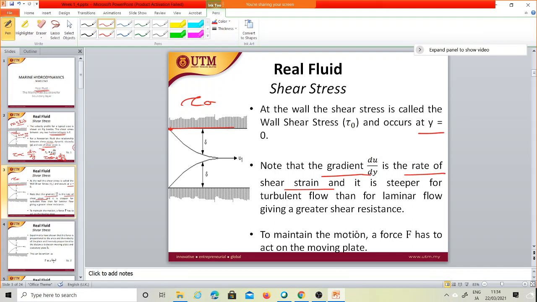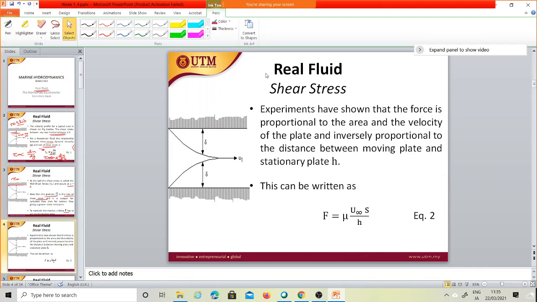Also, because we have the stress, you need a force to overcome it, right? Experimentally we have found that this force is proportional to the area of contact and the velocity of the plate, and inversely proportional to the distance between the moving plate and the stationary plate, H. So this shear force can be considered as U infinity, the free stream velocity, S, the surface area, and H. So what is H in this case?